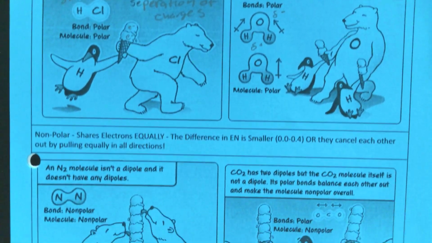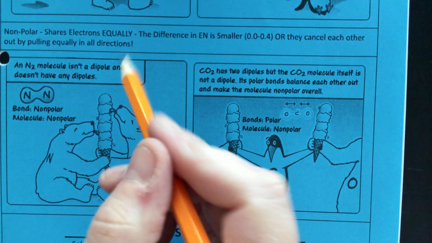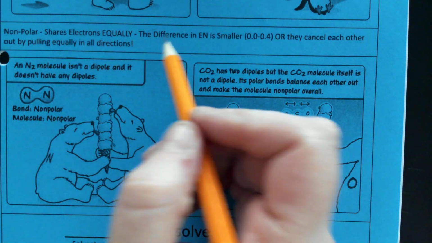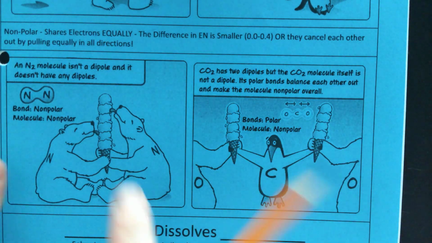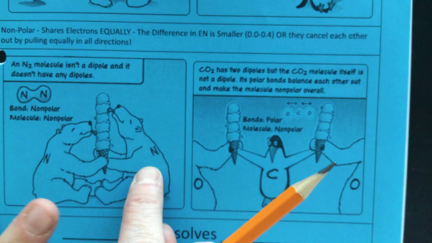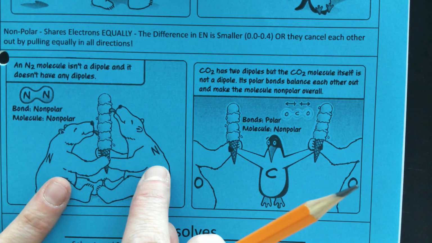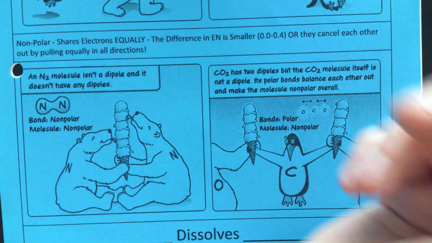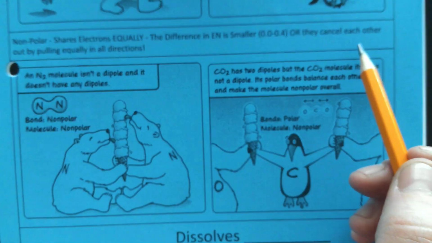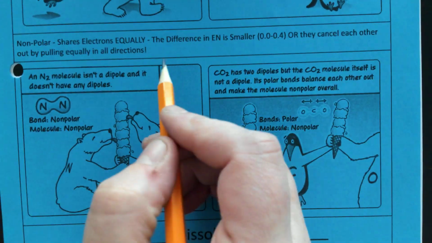So nonpolar is when they share electrons equally. If they share electrons equally, they have a smaller difference in electronegativity. So they're both just about as strong as each other. So if we look here, we have two ends, and they both have similar electronegativities. Or if they don't have similar electronegativities, they cancel each other out by pulling equally in all directions.